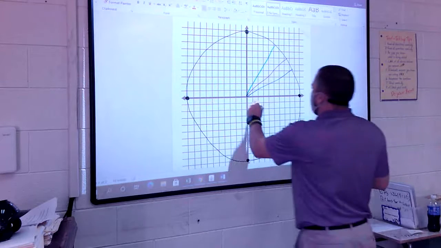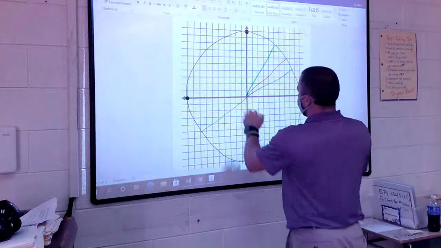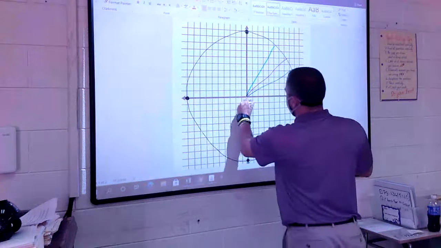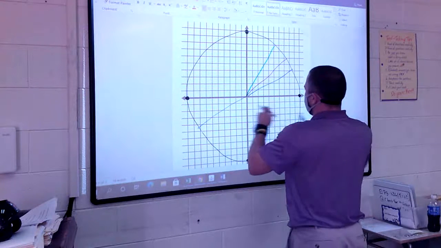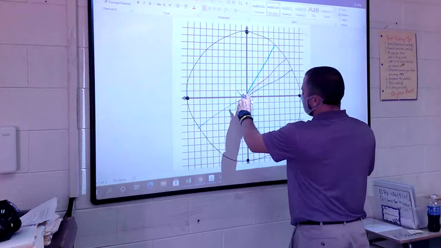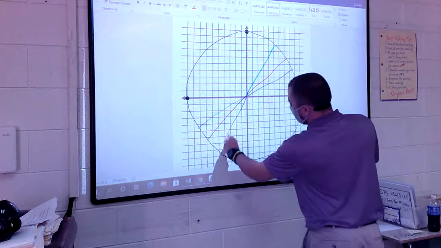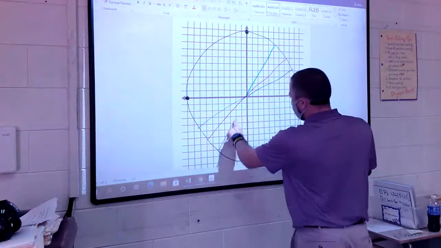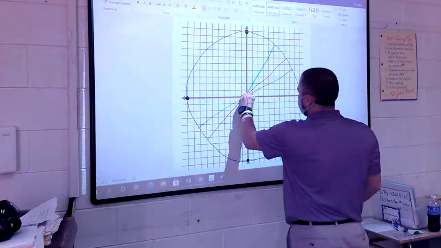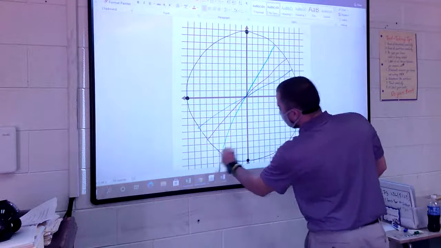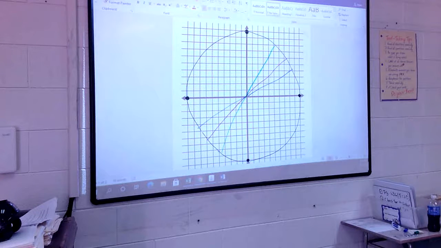And the blue line would continue on. The purple line, or the red if that's what you're using, would continue on here, and the green would continue on. There. So you make 3 lines in the unit circle.